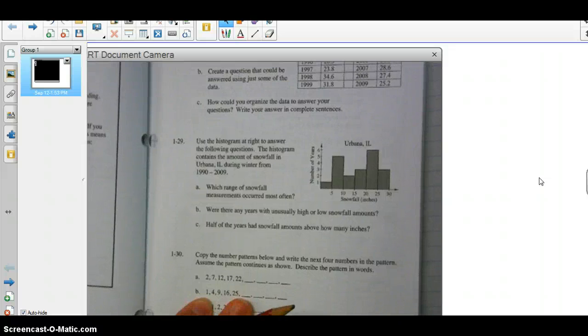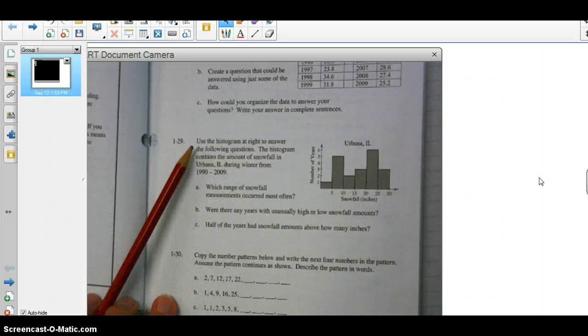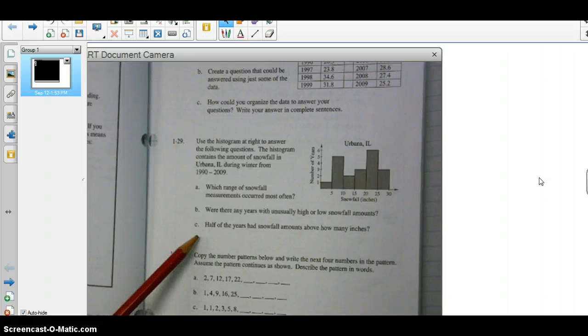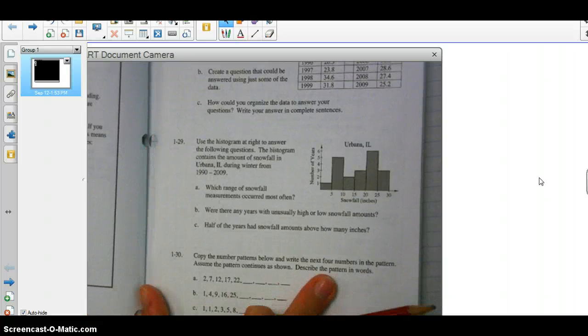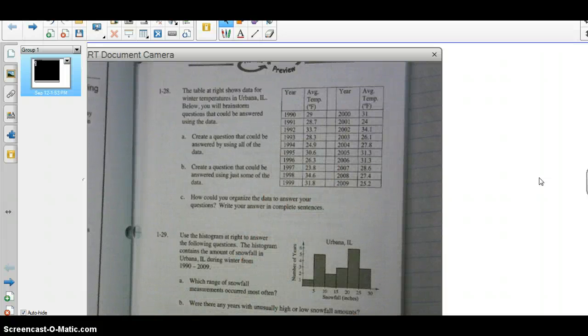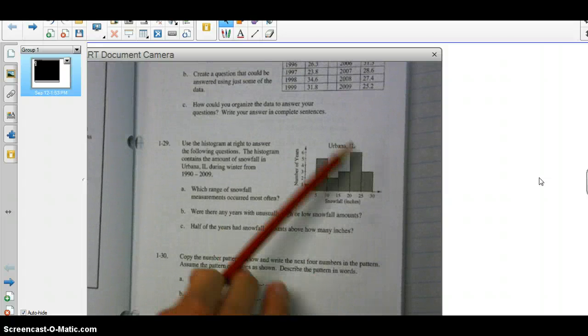This question is going to be looking at the histogram over on this side of the page. So the question says, use the histogram at right to answer the following questions, A, B, and C. The histogram contains the amount of snowfall in urban Illinois during winter from 1990 to 2009. If you remember, this table also shared the same data, it just looked a little bit different. Now it's presented to us in a histogram, okay?